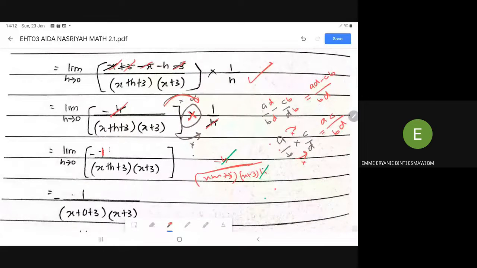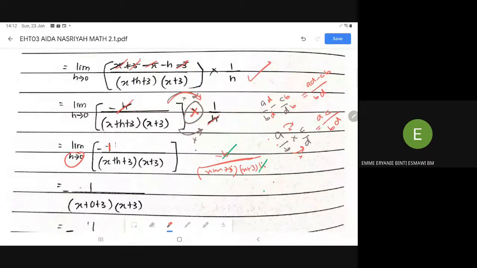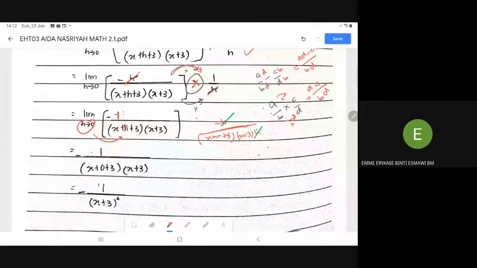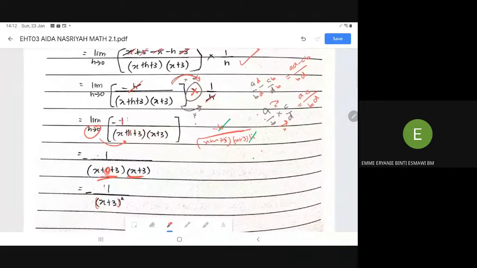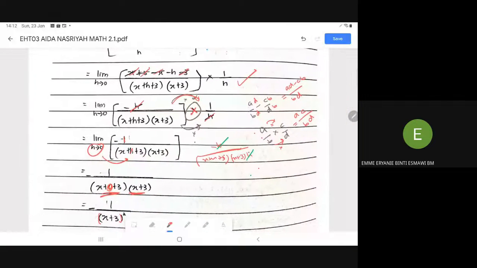Okay, so negative still there. H ni, kita just substitute the H to be 0. As you can see, after you substitute H to be 0, yang tinggal adalah X plus 3 and X plus 3. So, dia jadi X plus 3 bracket squared, like that. Okay. Alright.